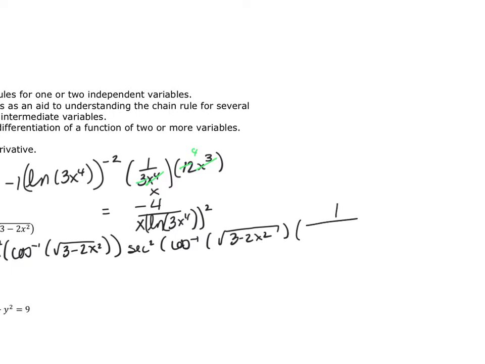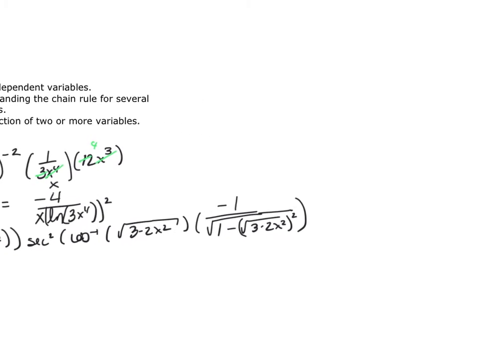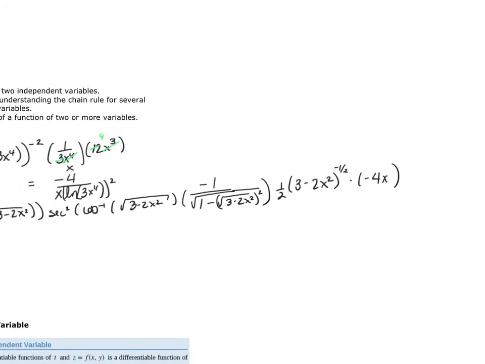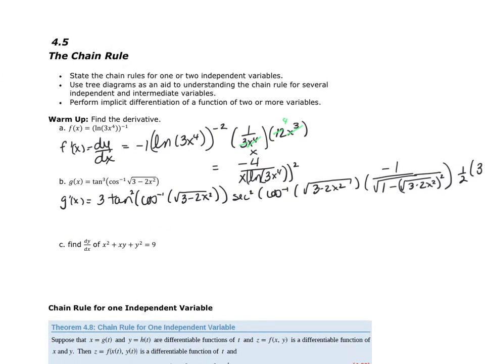So that's going to be 1 over, and the cosine inverse should be a negative, the square root of 1 minus the square root of 3 minus 2x squared, the quantity squared. And then I need to do the derivative of the square root part, so that's going to be 1/2, and then 3 minus 2x squared raised to the -1/2. And then I'm finally ready to go to the most inside function, so this is going to be multiplied by a -2. That should be 2 times 2 is 4. Bring that power down using the power rule, -4x. Okay. So that is one super long derivative.